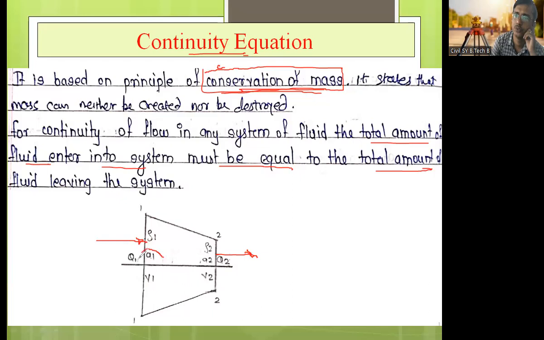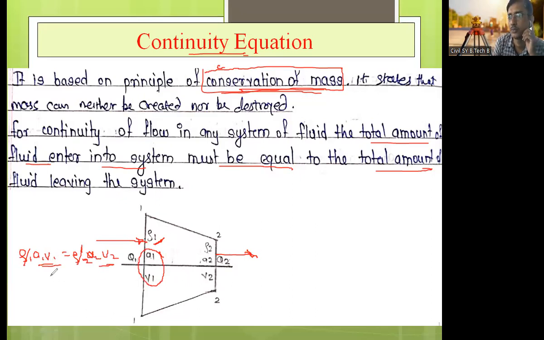For the liquids we use area and velocity. For the gases we use density also. It can be written as rho 1 A1 V1 is equal to rho 2 A2 V2. For the incompressible fluids rho 1 and rho 2 are the same, they will get cancelled and we get the equation A1 V1 equal to A2 V2, right.